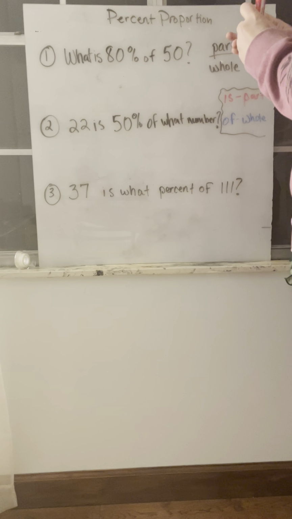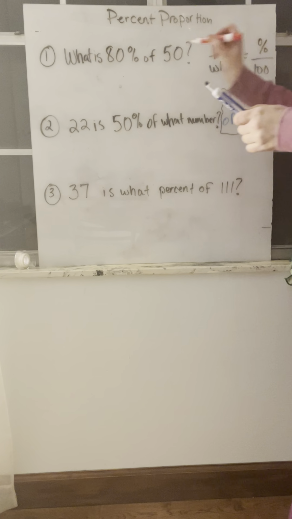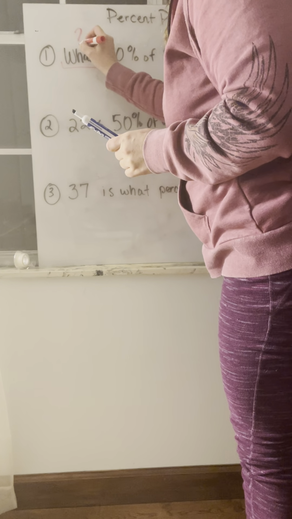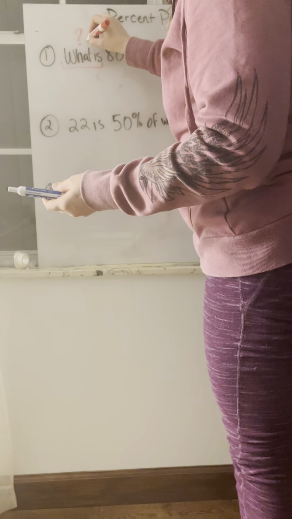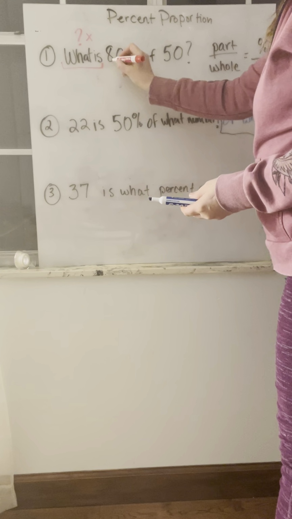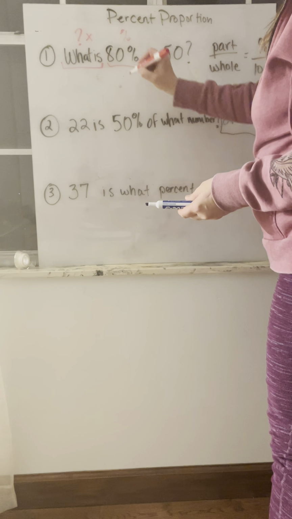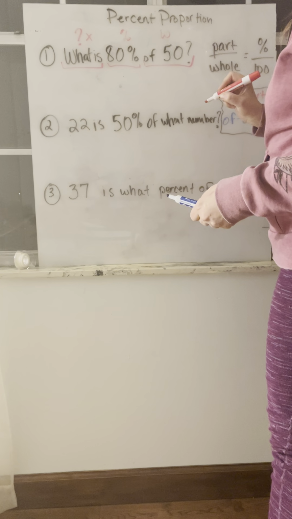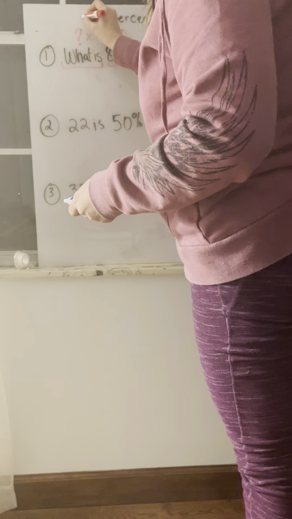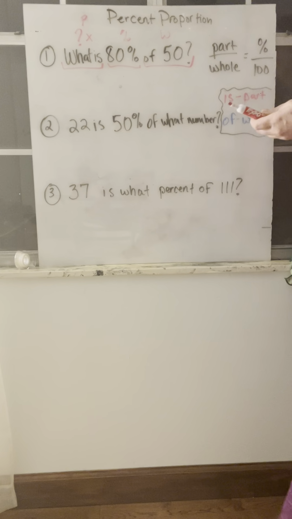This first one says, what is 80% of 50? Well, I see my is and my of and my percent. Again, the is the part. So what is, right? We don't know. There's no number there, so that's going to be our variable, x. Then we have 80%, that's our percent. Of 50 is our whole. So our part is what's missing. All we have to do now is plug this stuff in.